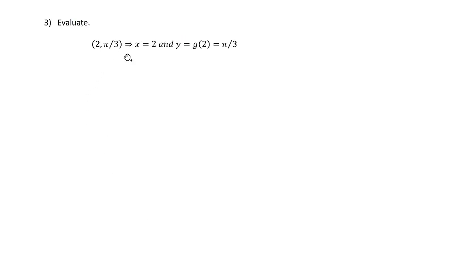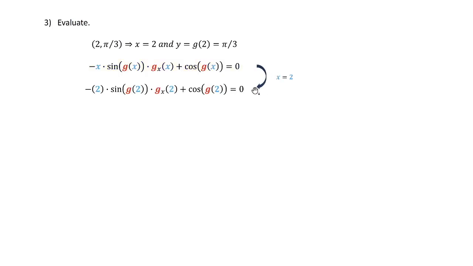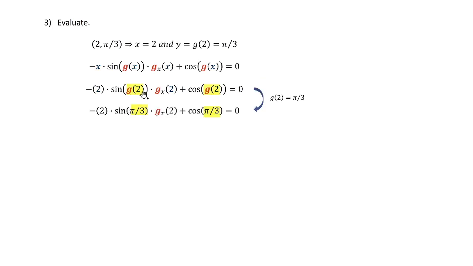Okay, let's take a look. Here's my data. X is 2, y is pi over 3, but more importantly, y is g of 2. Here's where we left off. Again, we're just going to plug the data in, plug in the x. Everywhere there's an x, I place a 2, right? G of 2 then is pi over 3, so everywhere I have g of 2, I plug in a pi over 3, right? Now, these are numbers, and then I can solve for this.